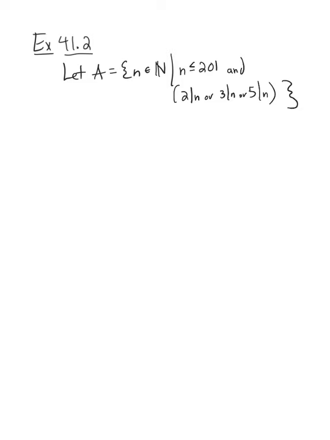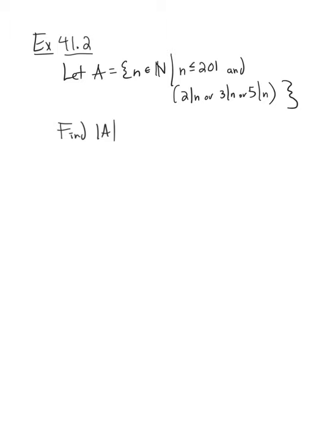What I want to do is find the cardinality of A, and we're going to use the inclusion-exclusion principle to help us out here. So let's come up with some intermediate sets. We have 3 things going on in this set. We have numbers that are 201 or less. That's our domain, so don't worry about that. But the condition on them is they're divisible by 2, or by 3, or by 5. So let's come up with 3 subsets of this that aren't necessarily disjoint.